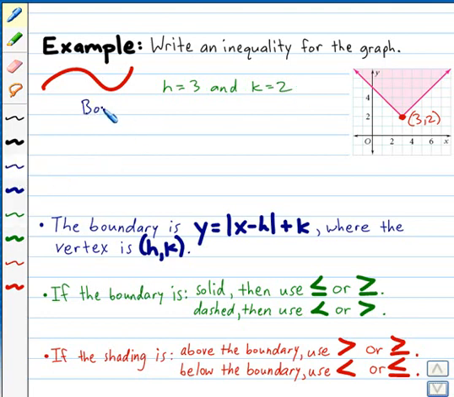Now remember, our boundary is the equation y equals the absolute value of x minus h plus k. Take some time right now to write the boundary for this graph using the values of h and k that we just stated above. When you think you have the correct equation for the boundary, hit the continue button to move on.